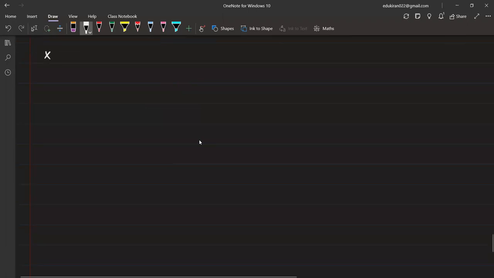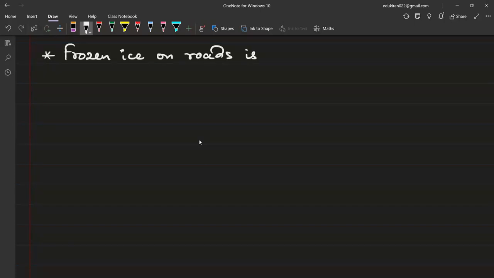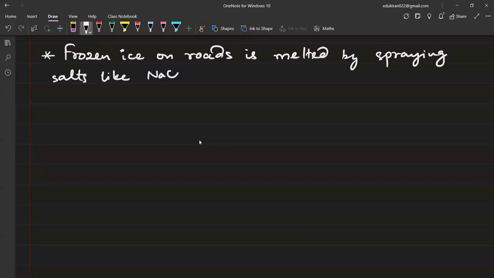So please write 2 points. First point is that frozen ice on roads is melted by rock salts like NaCl or calcium chloride. By the way, when we say NaCl, it is not that you take it straight from your kitchen, okay? The kitchen NaCl is iodized salt. It has iodine in it also. Even though it is very inexpensive compared to different items in our kitchen, it would still be very expensive to spray on roads, right? So we use a very impure form of NaCl or calcium chloride, which depresses the freezing point of water.